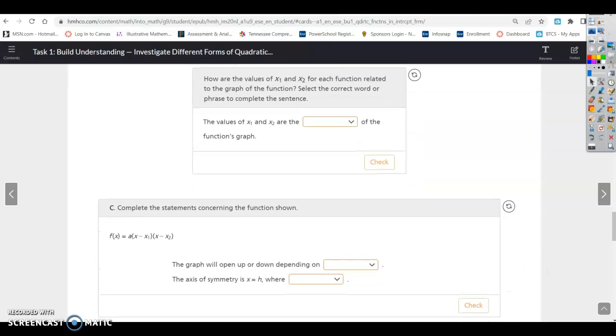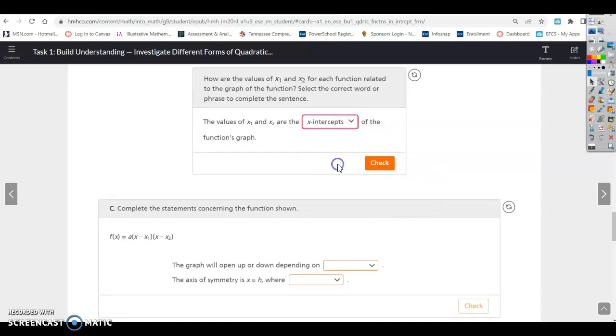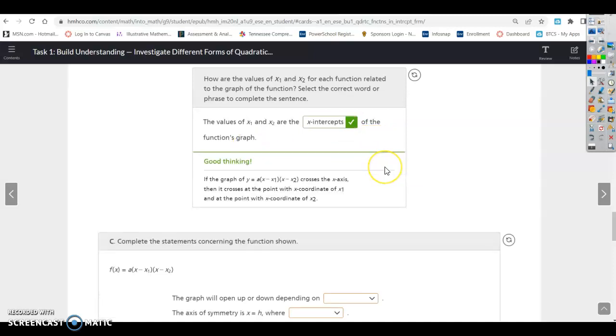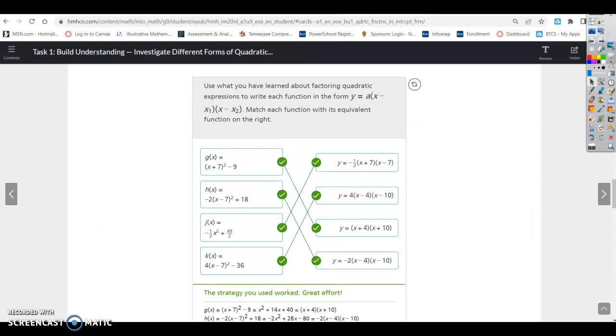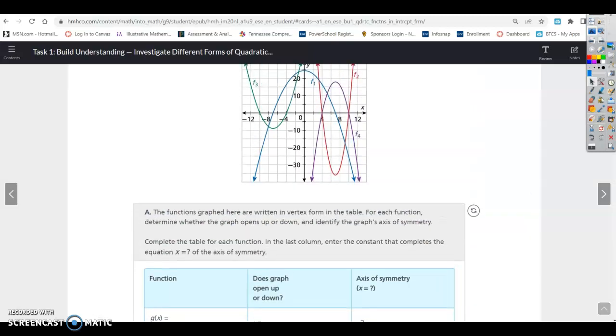How are the values of x1 and x2 for each function related to the graph of the function? Select the correct word or phrase to complete the sentence. The values of x1 and x2 are the x-intercepts of the function's graph. So that's the x-intercepts up here above on the image that we looked at before.